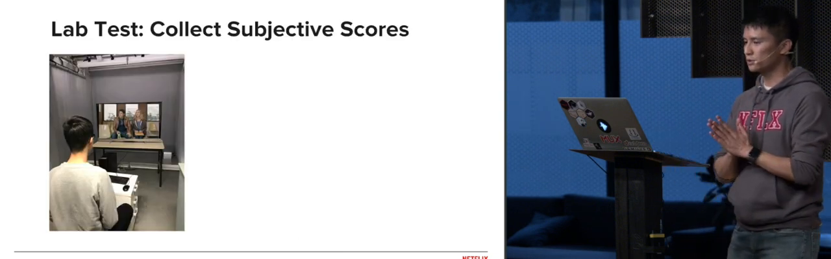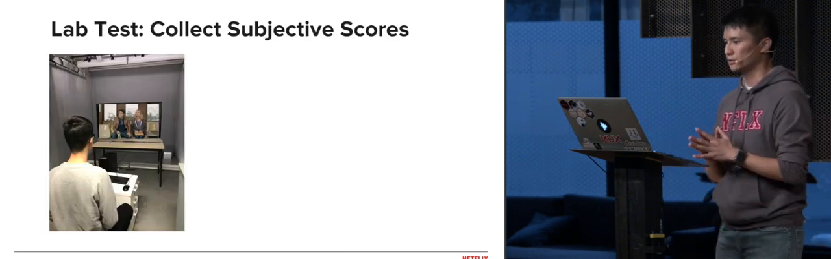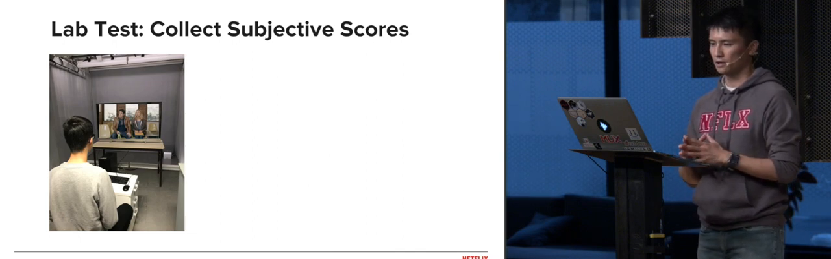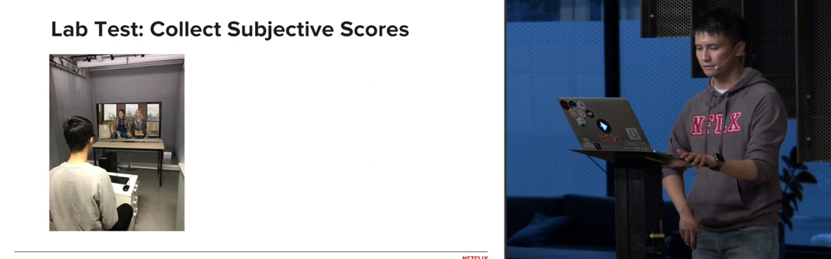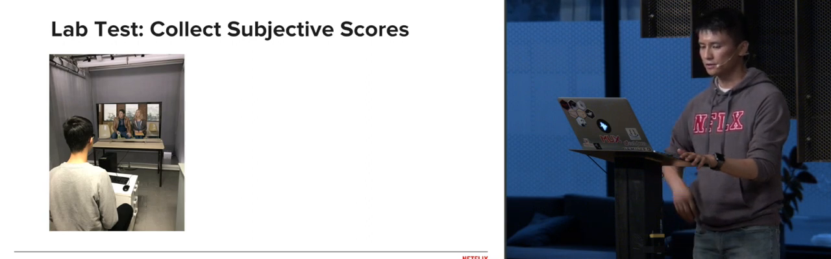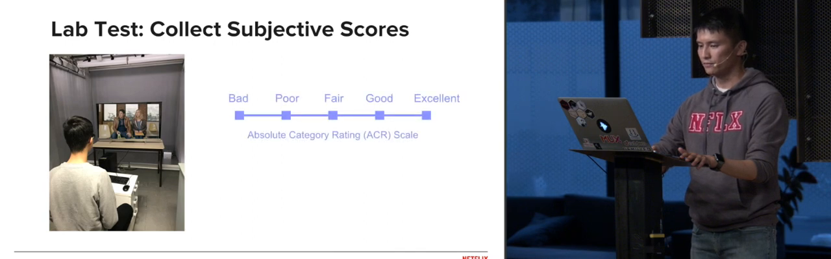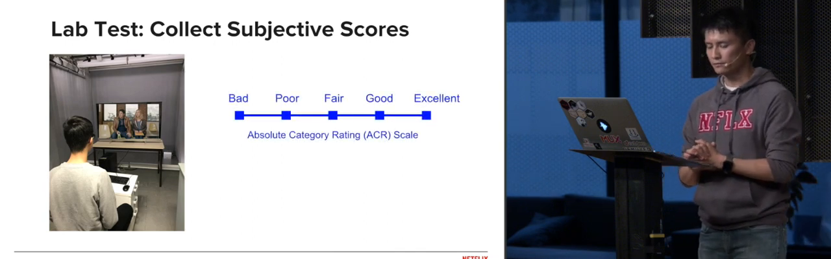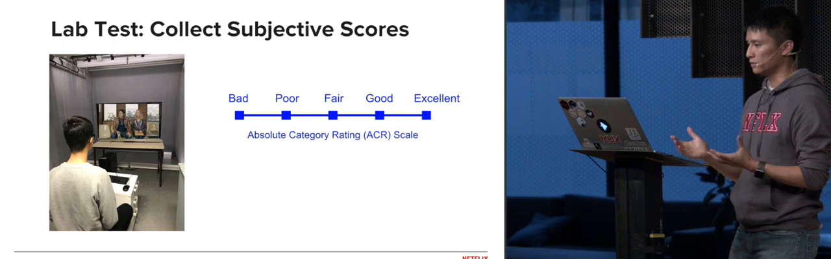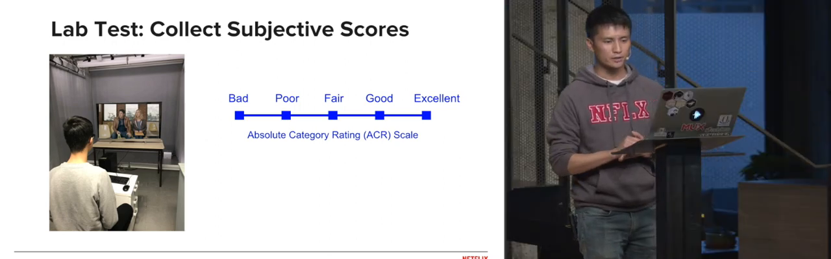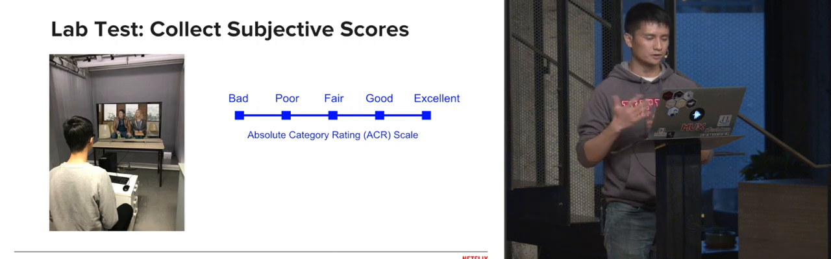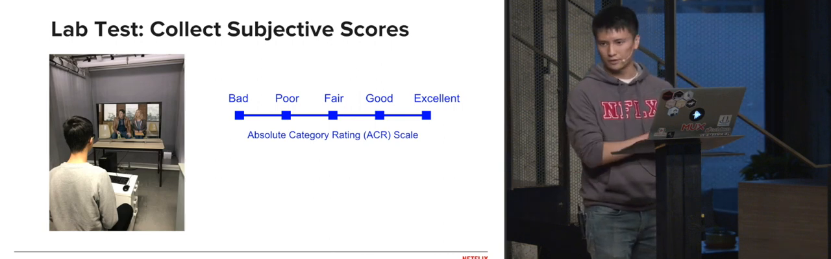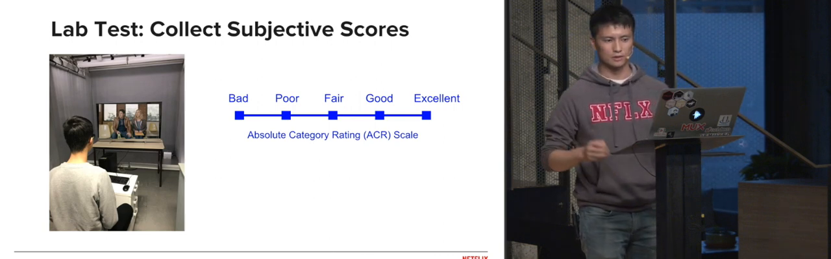And this is a typical lab test that we do in order to collect the subjective data. This is our collaborator at University of Nantes in France. And you can see here the typical viewing conditions a subject is under. After viewing a video, they're supposed to vote using this absolute category rating, ACR, scale, to rate the video on a scale from very bad to excellent quality.